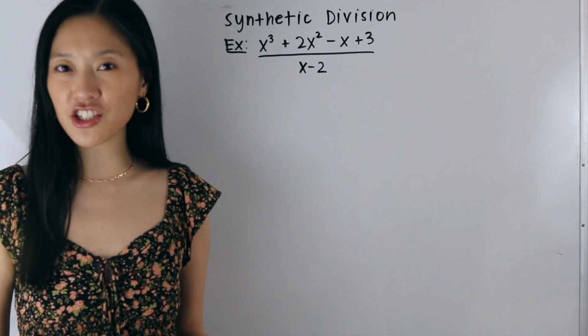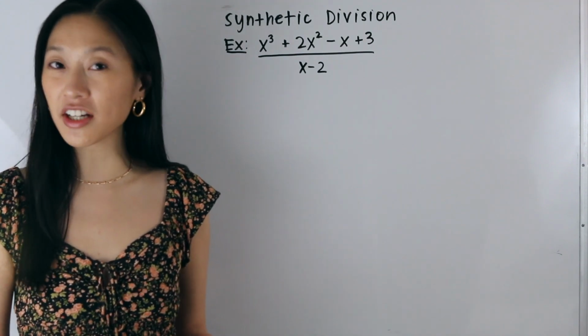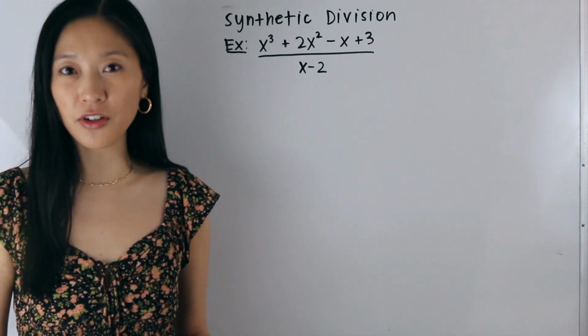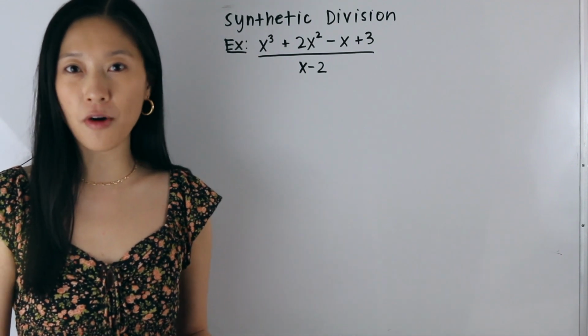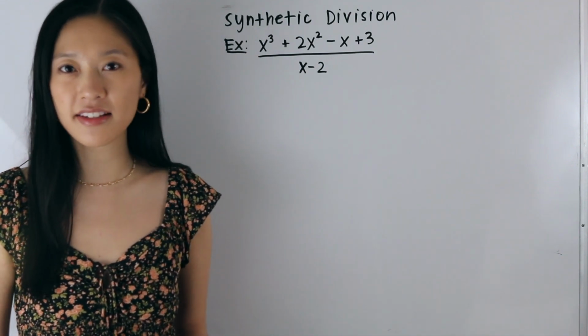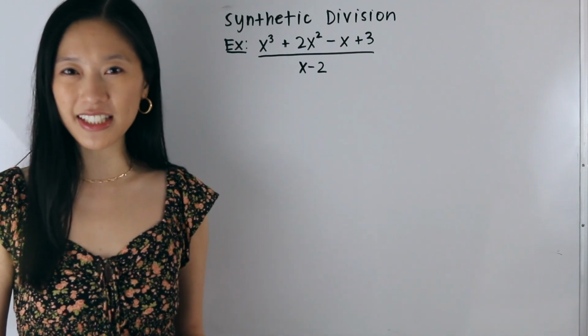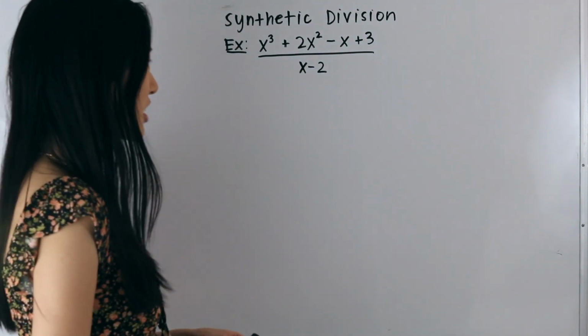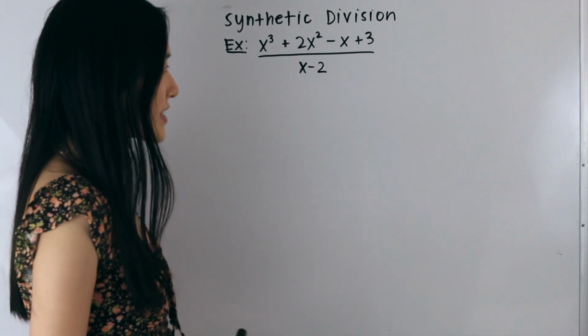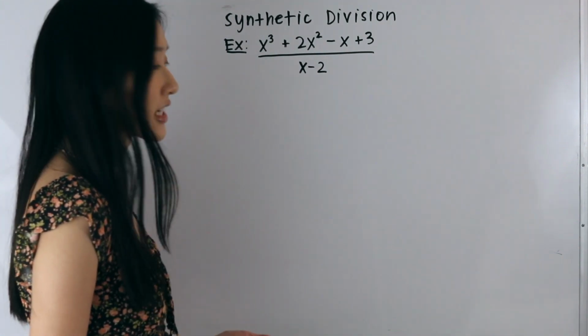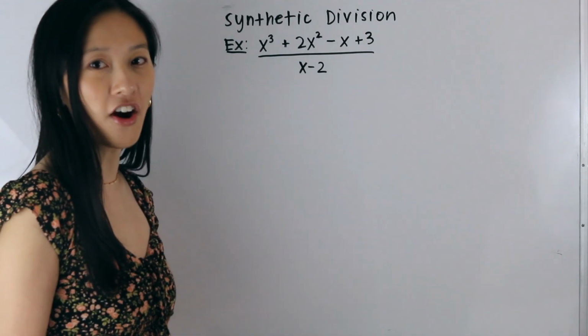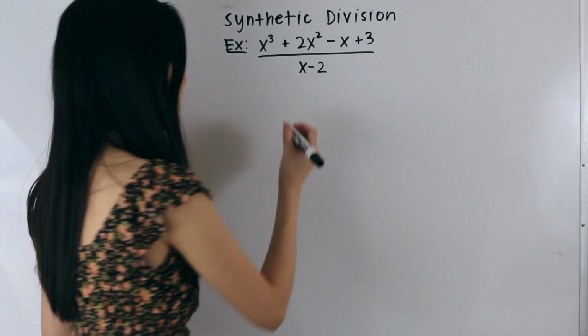So synthetic division is a shortcut that we can use for long division when we have a polynomial over some binomial of the form x plus or x minus some constant. So let's go ahead and take a look at some examples. In this first example here we have x cubed plus 2x squared minus x plus 3 over x minus 2. So let's go ahead and start off by drawing a little table.